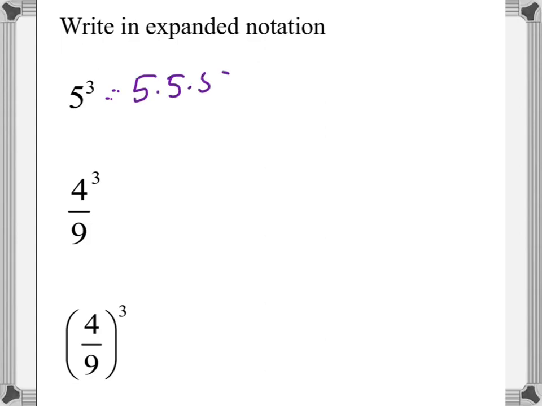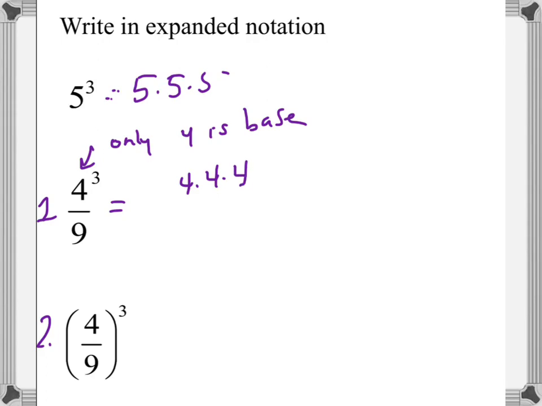If you have something like this, the difference between these two, let's say number 1 here and number 2 here, is that right here only 4 is the base, whereas in number 2, the whole fraction 4/9 is the base. So this right here would be 4 times 4 times 4 over 9. You could go ahead and say, well, 4 times 4 is 16, times 4 is 64. So this could be evaluated. It doesn't need to be.